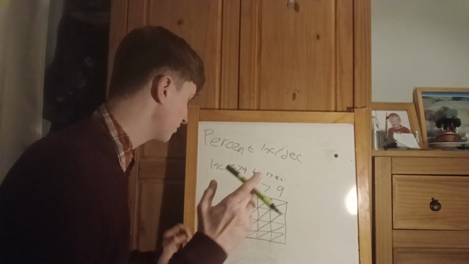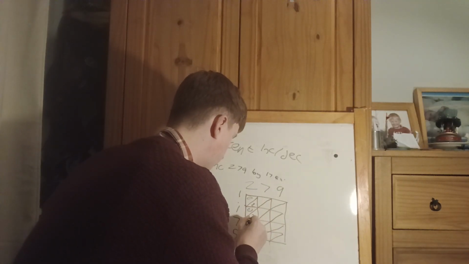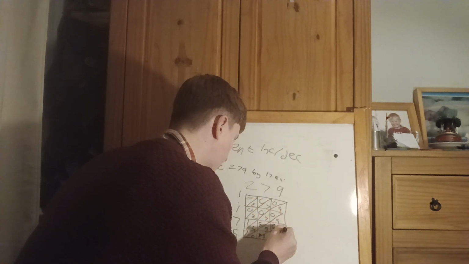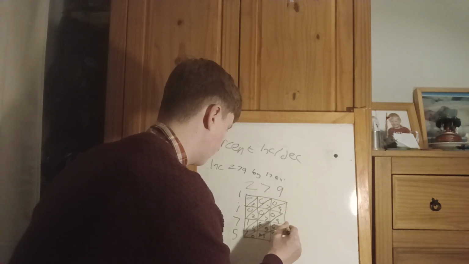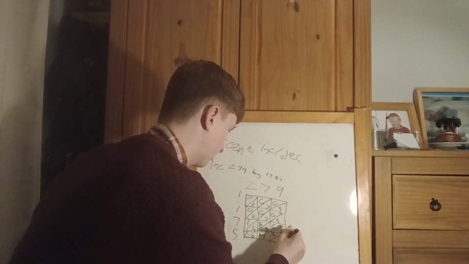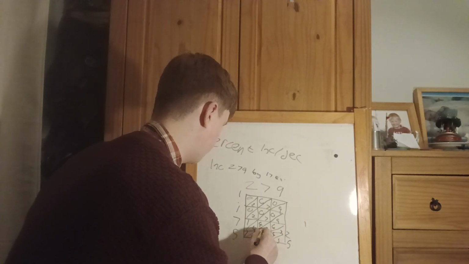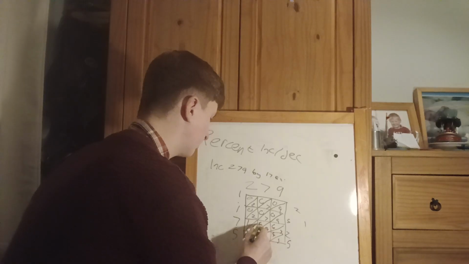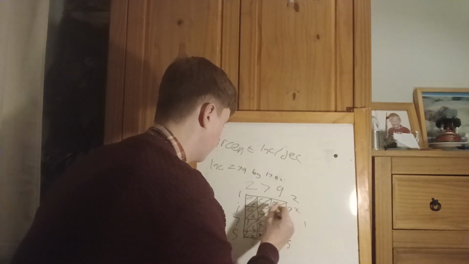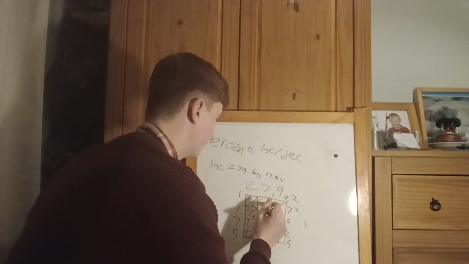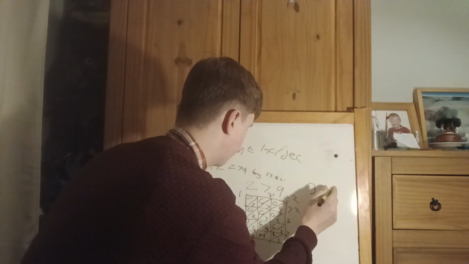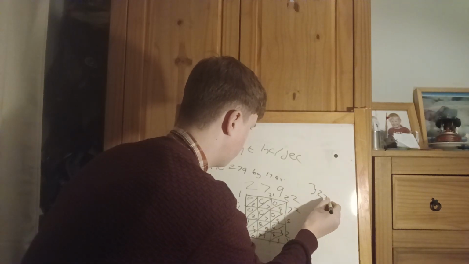So we do the multiplication in the boxes, adding along the diagonals, and we have got our decimal place here. So we've got 327.5.